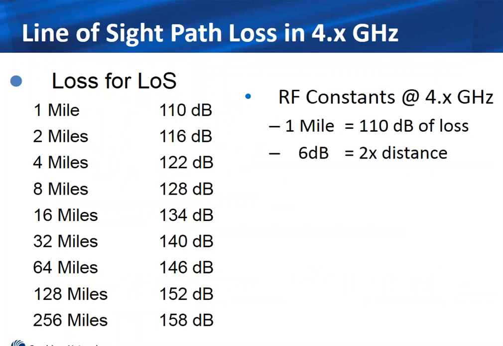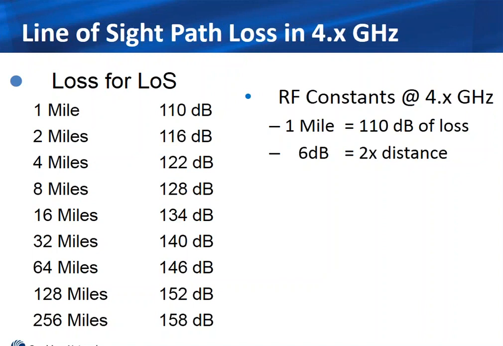how do I figure out what my loss is for a link? In this particular case, I'm going to do a 4 gigahertz link. That's the NATO band, so it's for federal government use. But the numbers are similar for other frequencies as well. And there's a couple constants that we know. We know specifically that for the first mile line of sight, I'm going to lose 110 dB. I'm going to have 110 dB of path loss on my link between two ends once I start transmitting.